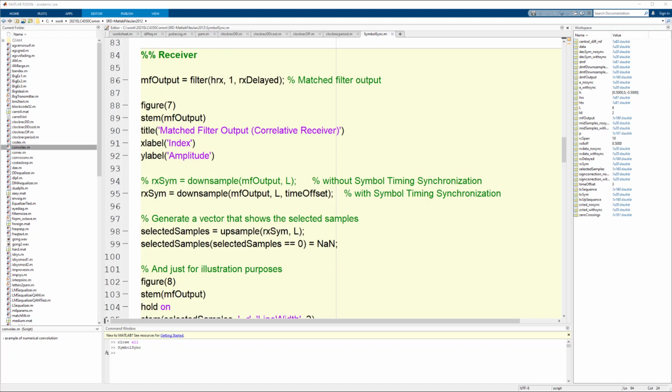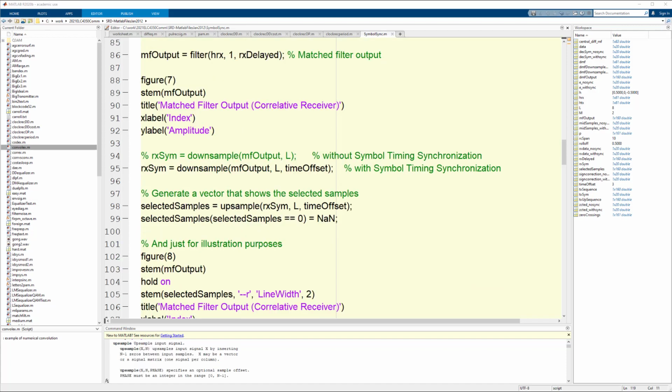Time offset is 3 samples. Suppose we already know that. So it's a perfect situation. Because we want to show the sampled positions on the same plot, on line 98, we upsample the symbol again using the upsampling rate L equal to 8. Then this is upsampling, where we pad zeros in between.